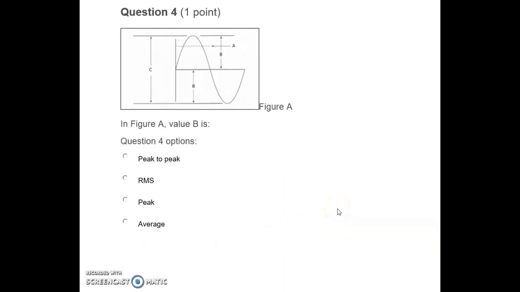Question 4, same figure, same drawing, this time value B. This is value B here. This is also value B here. So it's from this point to this point, or of course this point to this point, and that is the peak voltage. We have a positive peak voltage and a negative peak voltage.